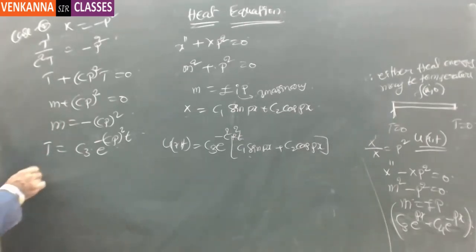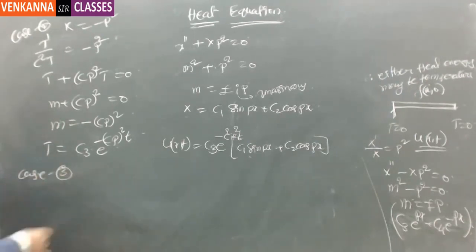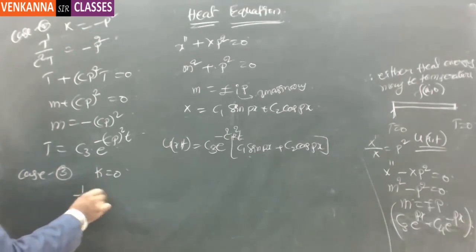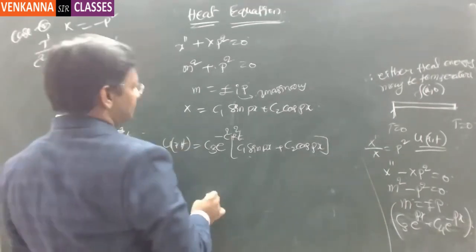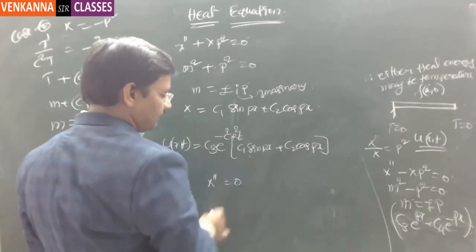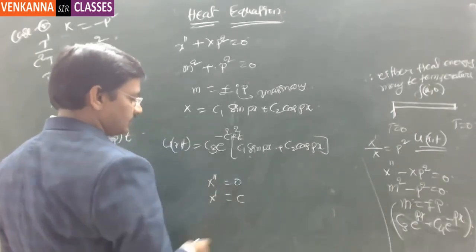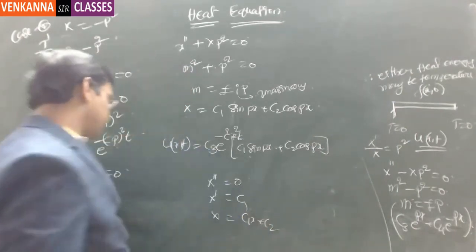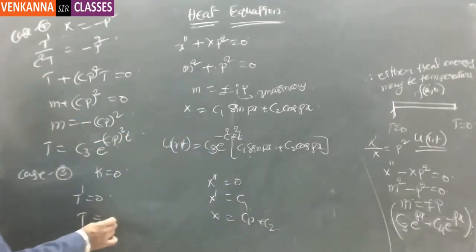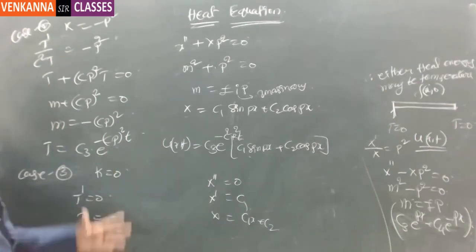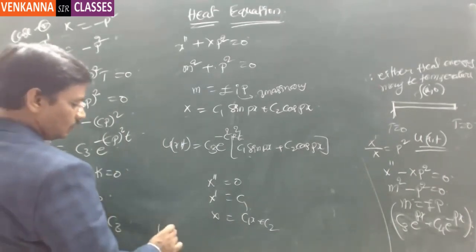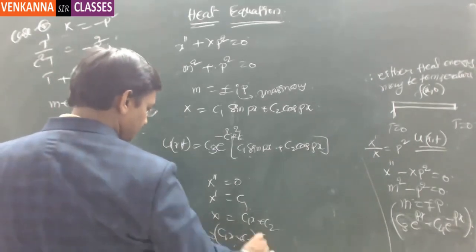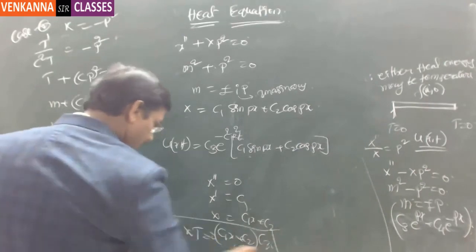Now case 3: if k is equal to 0, then T dash equal to 0, and X double dash equal to 0. Then X dash equal to constant c1, and X is equal to c1 x plus c2. And T equal to some constant c3. Then the final solution is u equal to XT, which is c1 x plus c2 times c3. So this is the final solution.